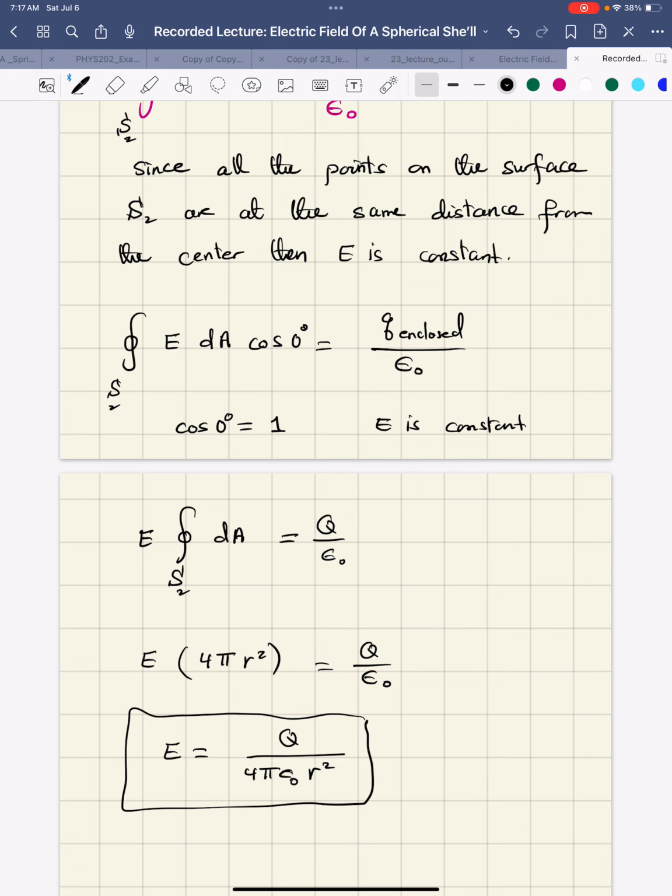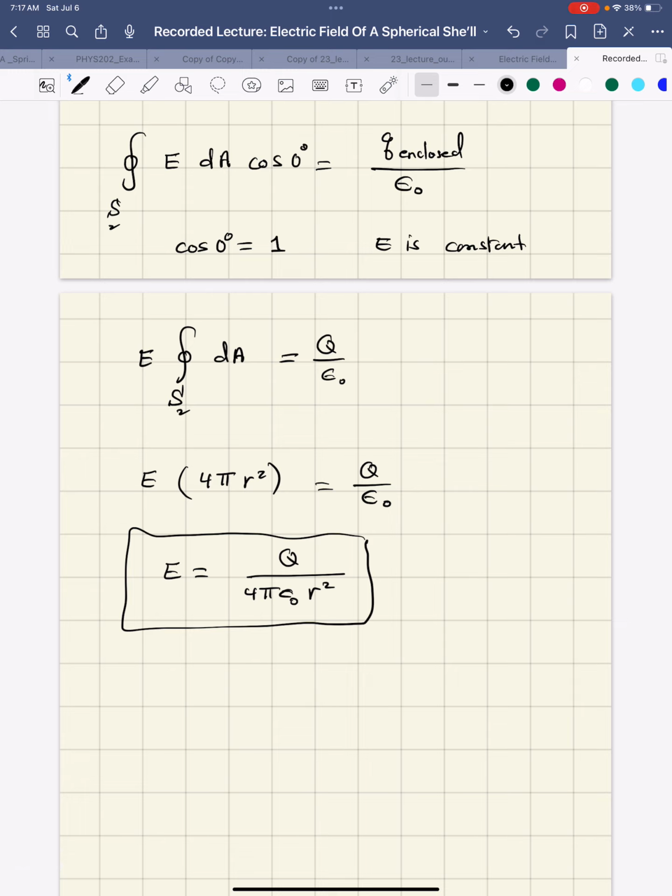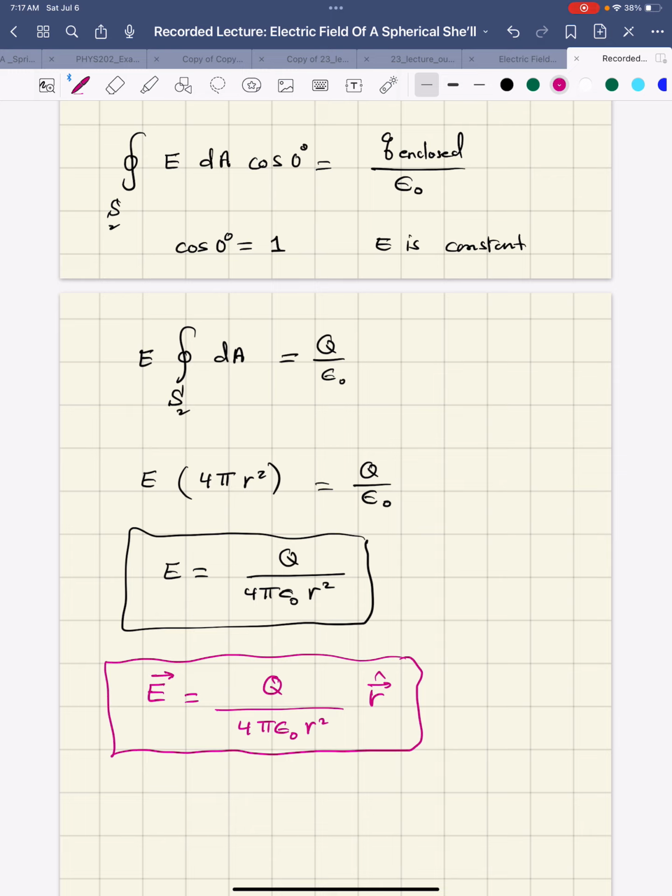If you look at this expression, it's very similar to the electric field of a point charge, as if we are looking at this situation from outside and have that charge concentrated at the center. One more step I need to do is to say that E is going to be radially outward, and this is expressed using the unit vector r-hat. Then this is really the answer to this question.